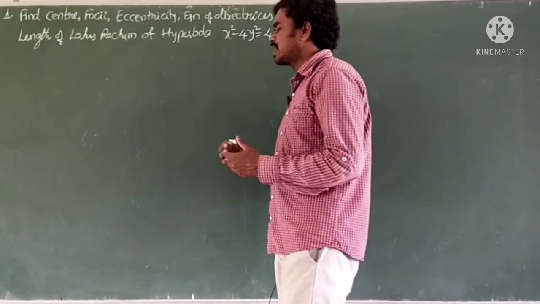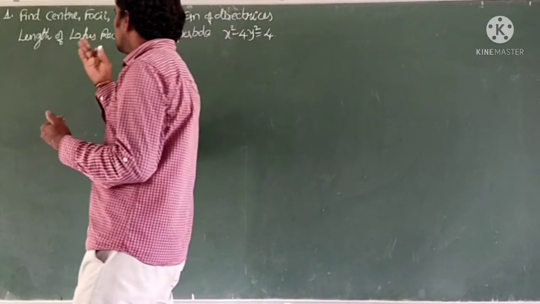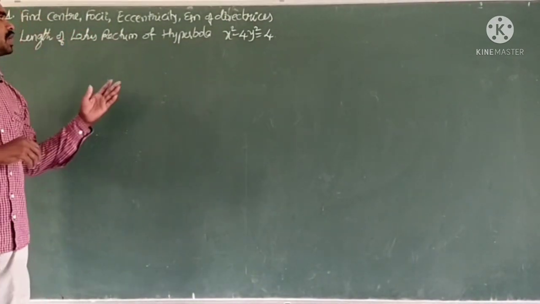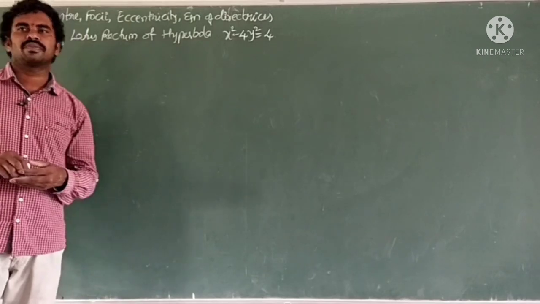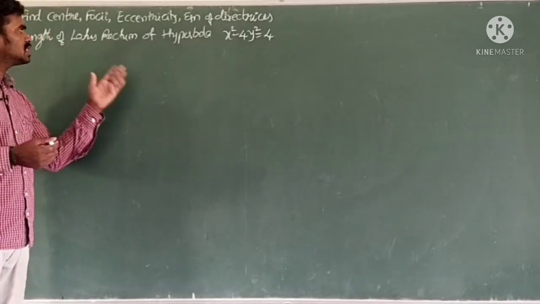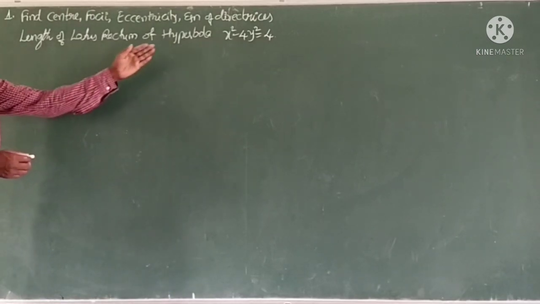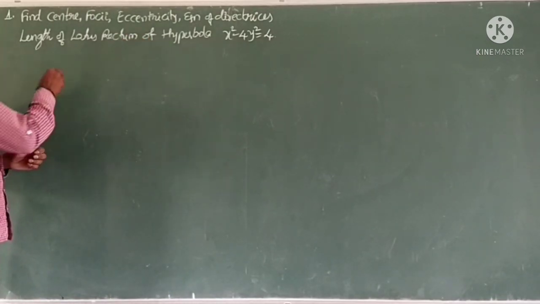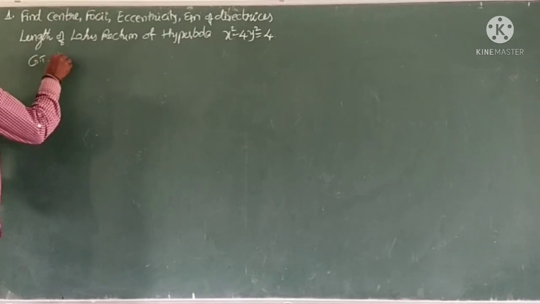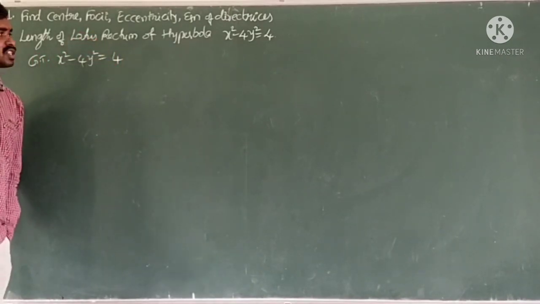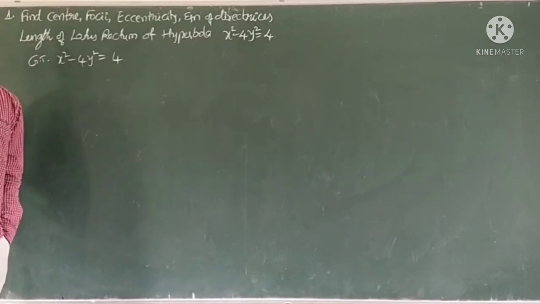So actually what is a hyperbola and what are the center, foci, eccentricity, etc.? Those were all discussed in part 1, in the introduction part. If you remember, we can easily write all of it, even though I can repeat here. First, the equation of the hyperbola is given: x square minus 4y square equal to 4, and first we should transform it into the general standard form.